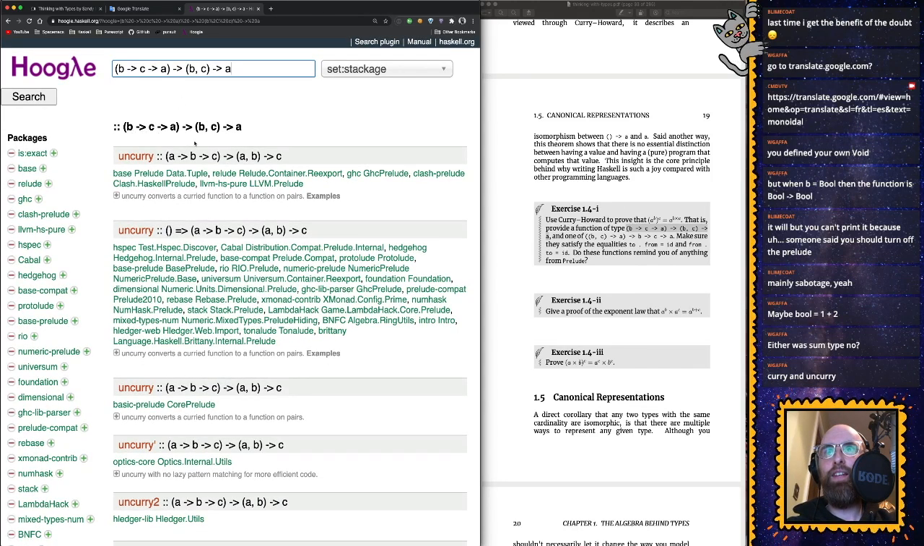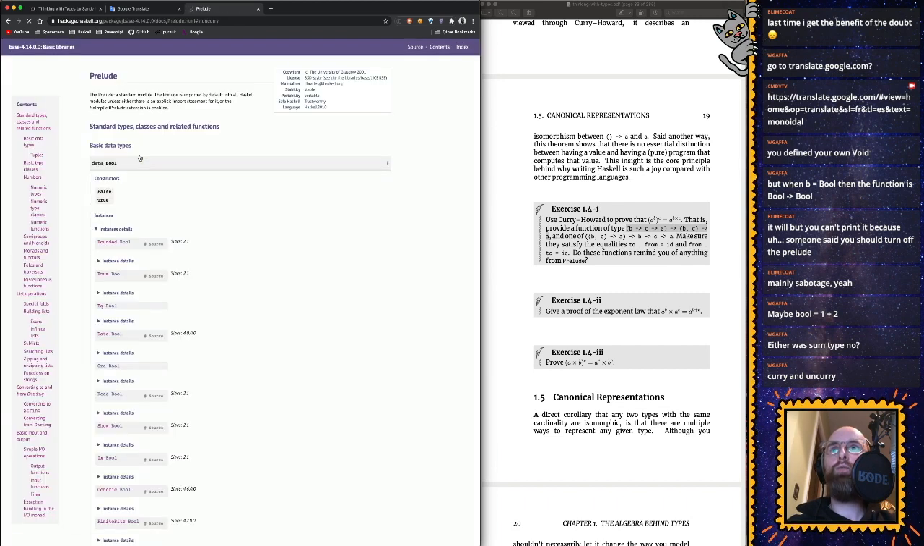So (B, C) to A is, you give it a tuple of B and C, and then you return an A. So it's a function of (B, C) to A. So yes, the function expects a B and a C, which you're going to give it via a tuple, and it's going to return an A.